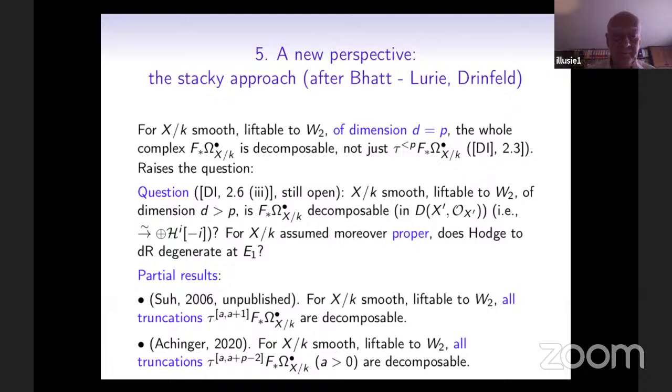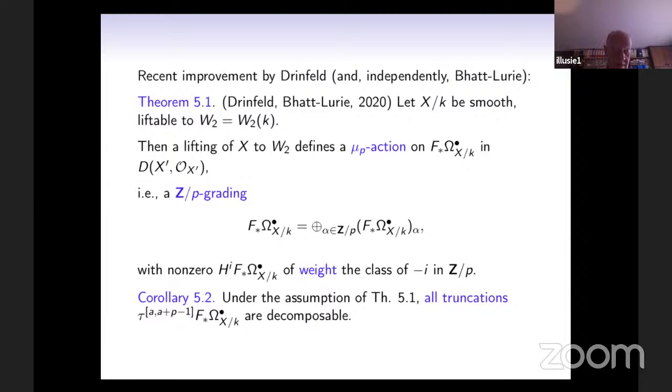And as Bhargav explained yesterday, a recent improvement by Drinfeld and independently Bhatt-Lurie is that you assume that X is smooth, but no assumption on dimension. You assume it's liftable to W2. Then the lifting of X to W2 defines the mu p action on this F lower star de Rham complex of X1. So the mu p action corresponds, as Bhargav explained, to the Z mod p grading. So you have the decomposition of the whole de Rham complex in a sum of pieces indexed by alpha in Z mod p, where the non-zero H^i is of weight, according to this mu p representation, the class of minus i in Z mod p.